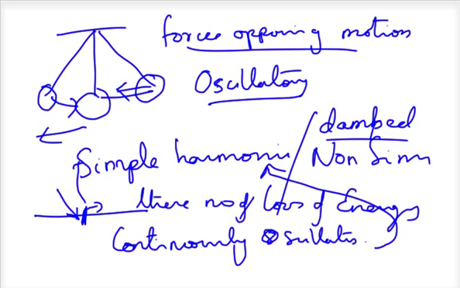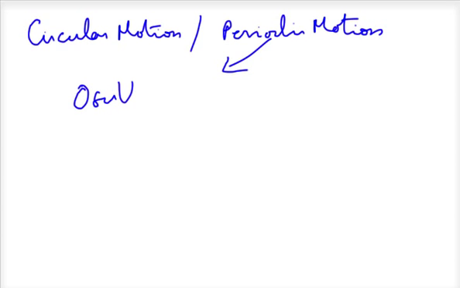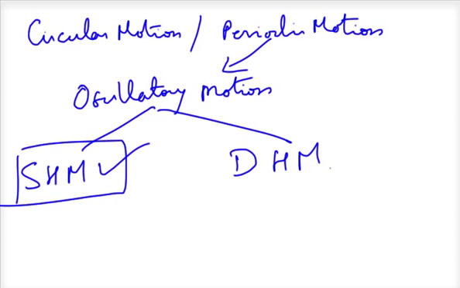Okay, so what we have understood so far is, we have understood what is circular motion, then we have understood what is periodic motion. Within periodic motion, we have understood what is oscillatory motion. We have classified oscillatory motion into two: simple harmonic motion and damped harmonic motion. Mostly we have simple harmonic motion in our syllabus, so henceforth we will deal with simple harmonic motion.